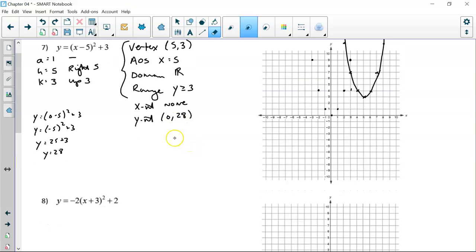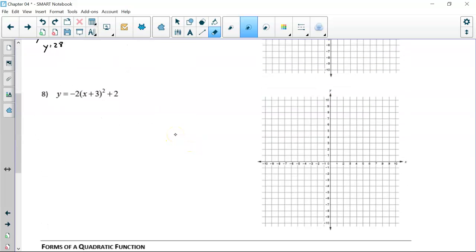And now, number 8, the last one. A is negative 2. H is a negative 3. Watch your signs. And K is a positive 2. When A is negative 2, because it's a negative, there's an x-axis reflection, and there's a vertical stretch. H is negative 3, so we're going left 3. K is 2, so we're going up 2.